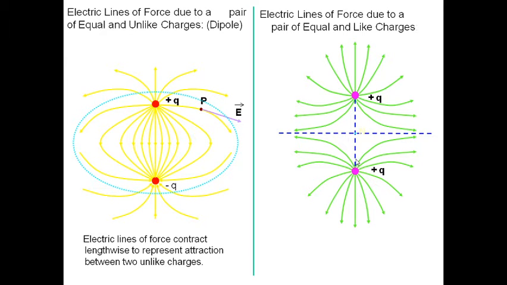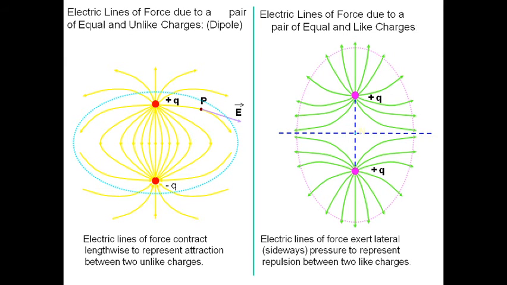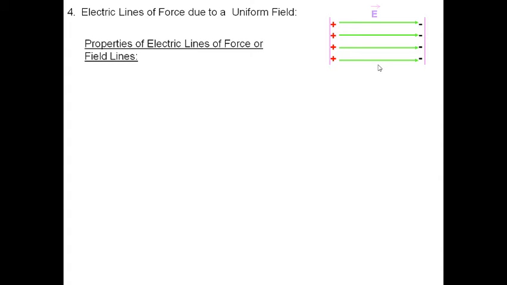So electric lines of force exert lateral pressure to represent repulsion between two like charges. Next, electric lines of force due to a uniform field. If there is a region where we have to represent a uniform electric field, that will be represented by equally spaced straight lines. Those represent a uniform electric field.